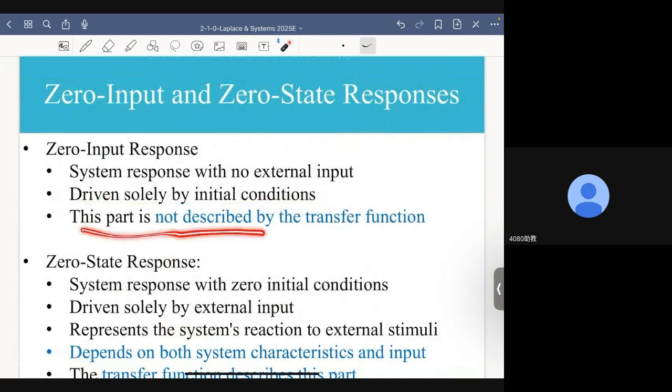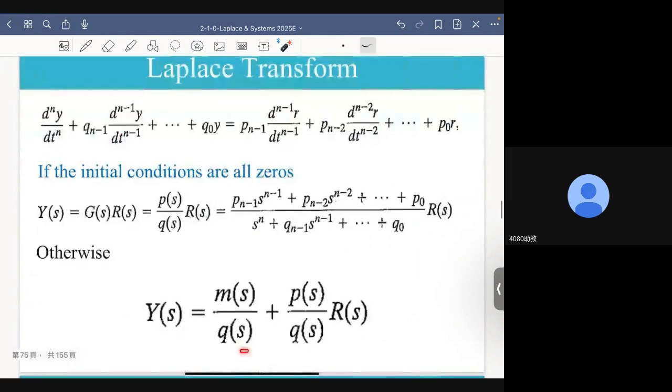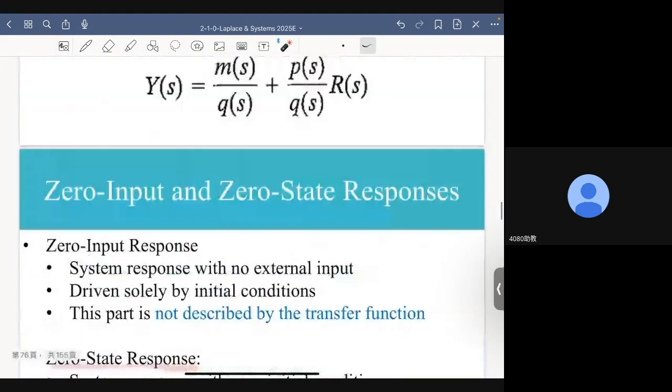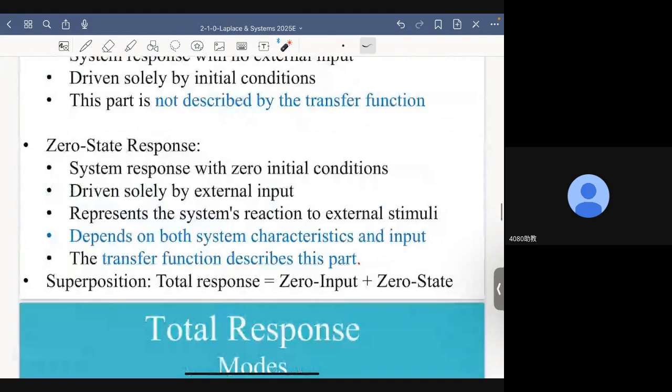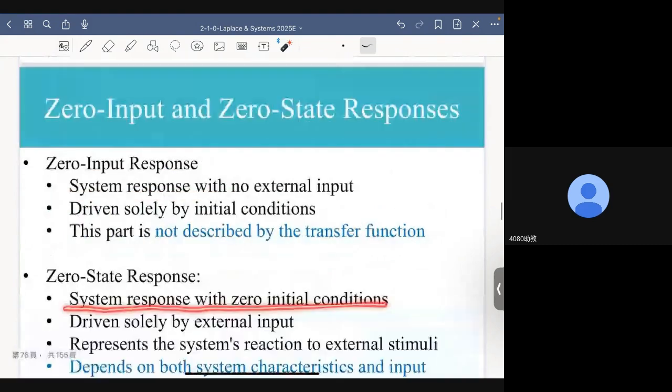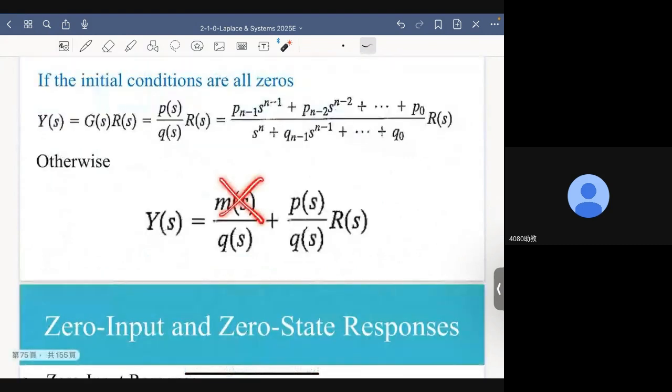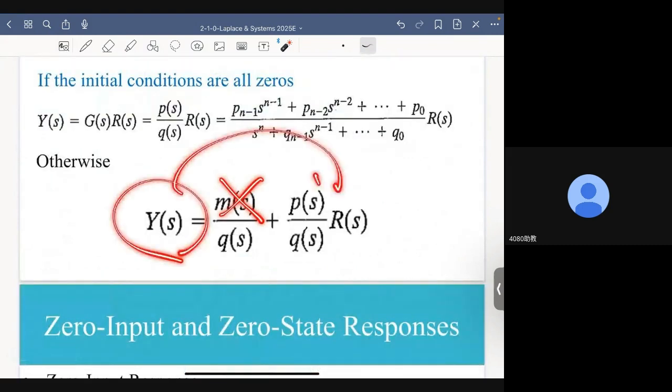This part is not described by the transfer function, okay? Transfer function has nothing to do with this part. Transfer function is given here, all right? So transfer function is only related to zero state response, which is this part, okay? It represents system response with zero initial conditions. If initial conditions are all zeros, then M of s is zero. So total response only consists of zero state response.